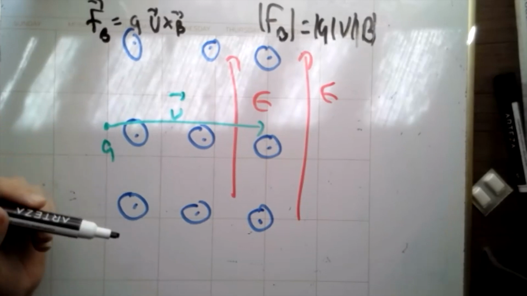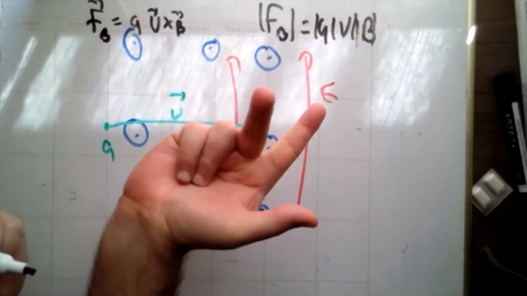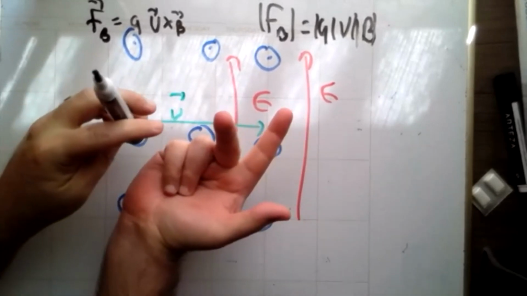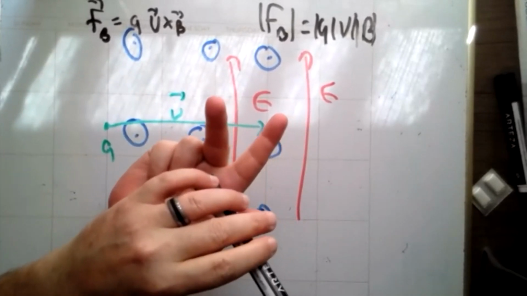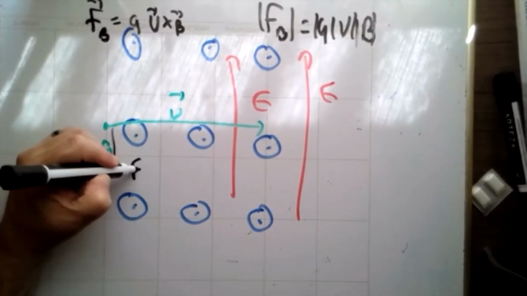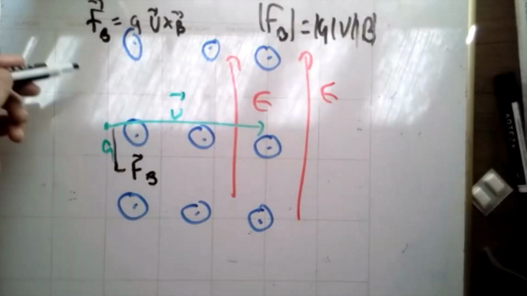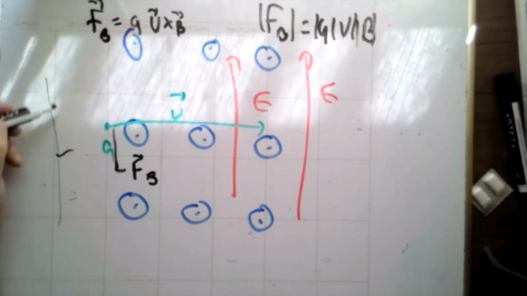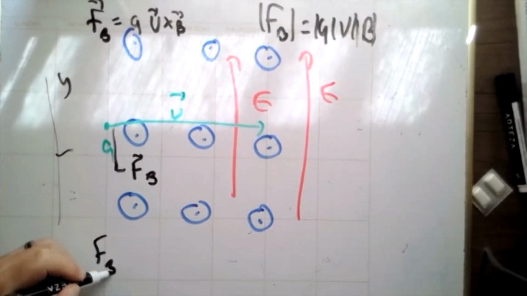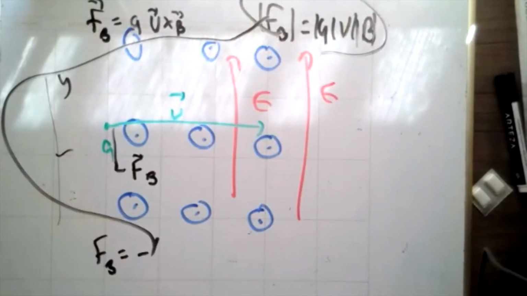What about the direction? V, I have to spin my hand around like this so that my middle finger points in the direction of B, then my thumb points in the direction of the force. So FB is going to point down. This only gives me the magnitude. If I set up a coordinate system here, say some y-axis, FB is going to point in the negative y direction. So FB is going to be negative that number.